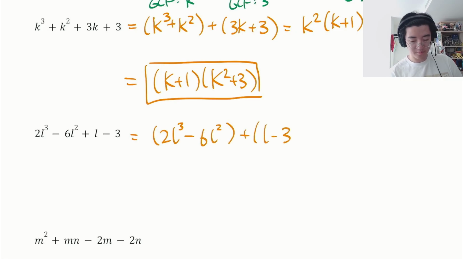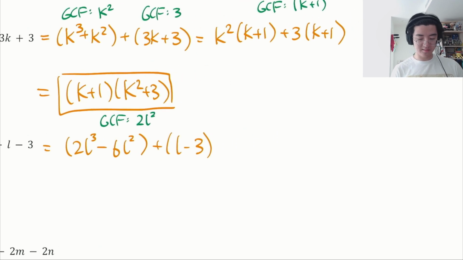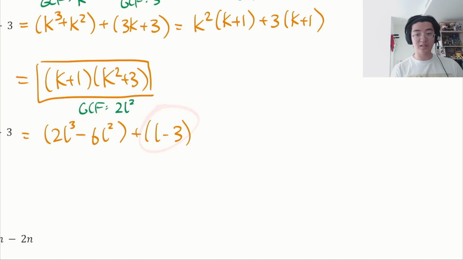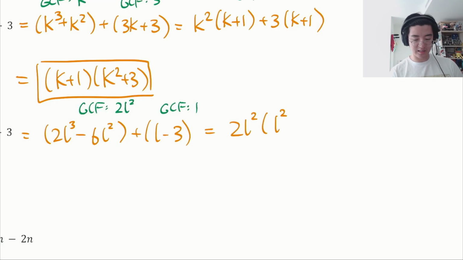Put them into clumps. For the first one, we can take out a 2 and an L squared. That's the lowest power of L. And for this one, there's actually nothing we can take out. The greatest common factor is just 1. So again, for the first one, we take out 2L squared, giving us L minus 3. And the second term just stays. We cannot really do anything to it.